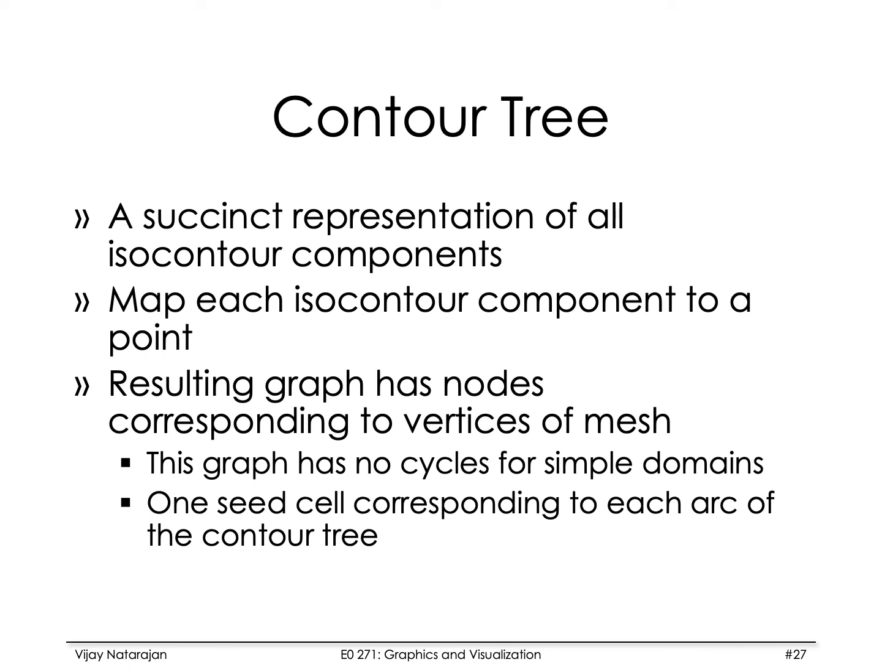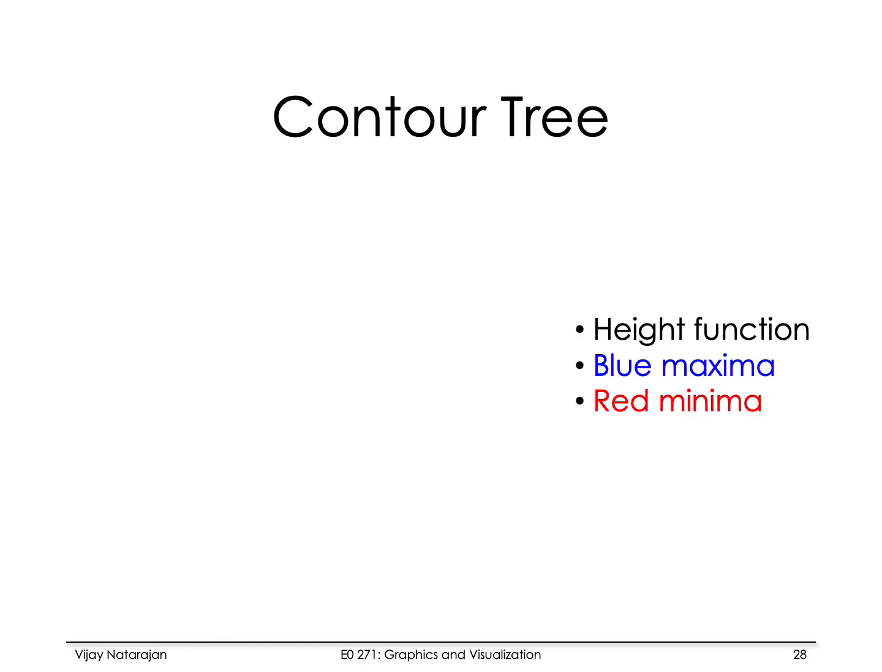Now, what is the connection to seed cells? So if you observe from the definition of the contour tree, every connected component corresponds to an arc in the tree. So by storing the arcs, we can actually store the set of all seed cells required to extract all isocontours or isosurfaces. So what we need is one seed cell that corresponds to every arc in the contour tree. So this is the idea behind the seed cell extraction algorithm.